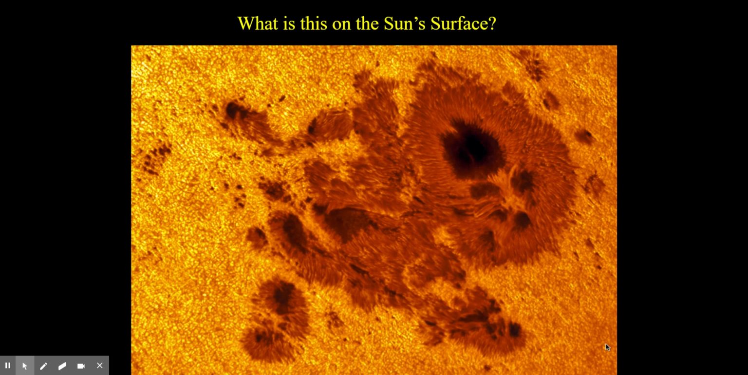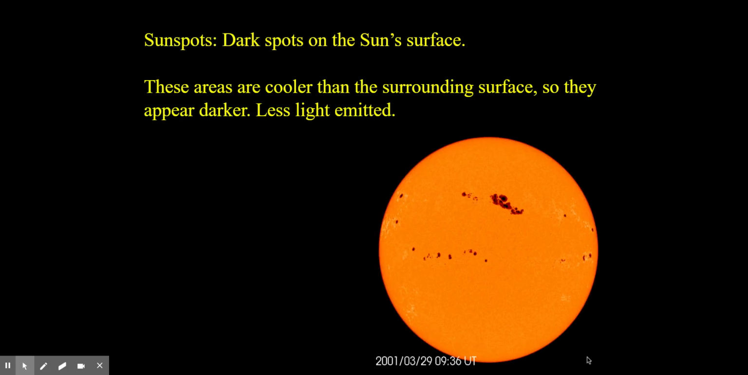What is this? This is a feature on the sun's surface. As you magnify this in and look at this feature here, what do you think is happening here on the surface of the sun? Well, it turns out that our sun has acne at different times. It's called sunspots. Sunspots are dark spots on the surface of the sun. They're actually areas that are cooler than the surrounding surface. That's why they appear darker.